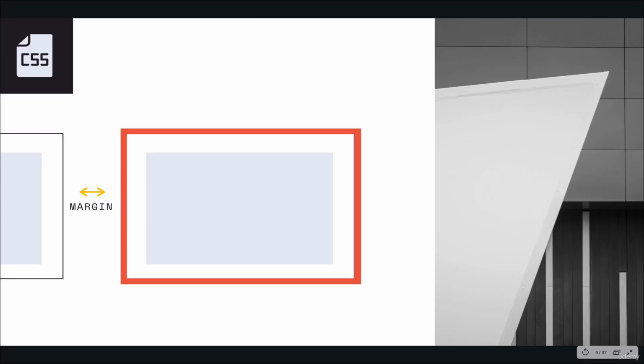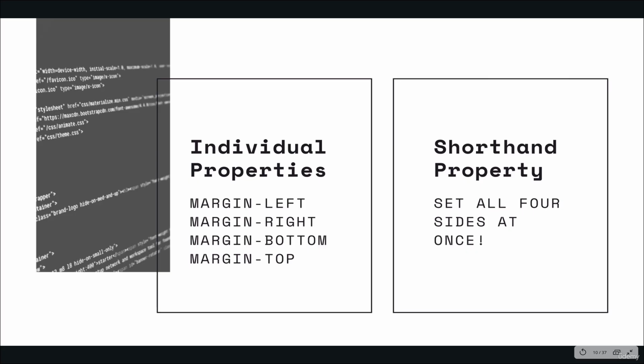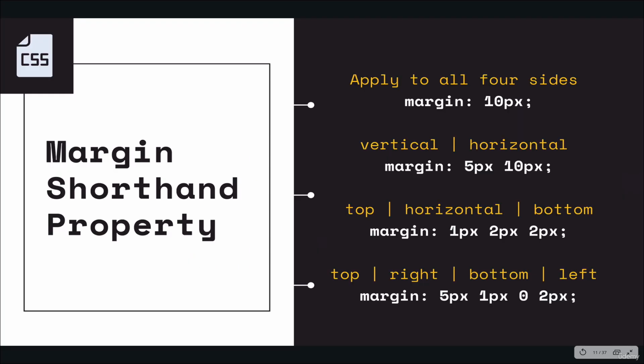The remaining piece of the box model we have yet to cover is margin. Margin is the space outside of an element's border, between that element and other elements. Padding is the spacing on the inside of the border, margin is the spacing on the outside. And just like padding, we have the 4 individual properties, margin left, margin right, top and bottom, and we have the shorthand margin property, which works exactly the same way as the shorthand padding.